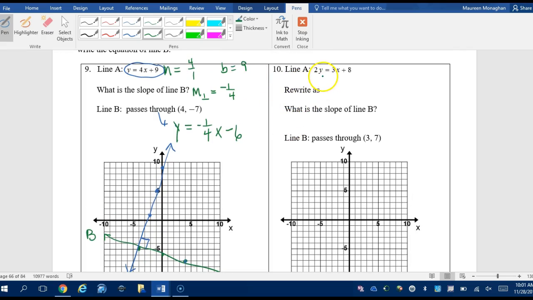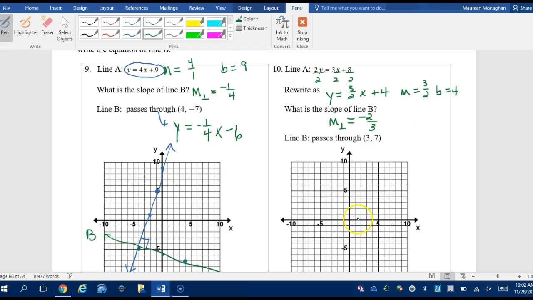Oh, we have to rewrite this. We have to get this in slope-intercept form. So it's going to be y equals 3/2 x plus 4. The slope is 3/2. Y-intercept is 4. What is the slope of line B? I need a perpendicular slope to 3/2. Flip it, change the sign.